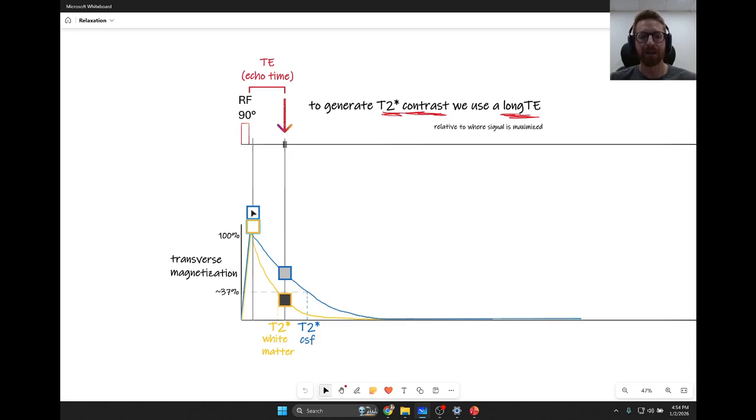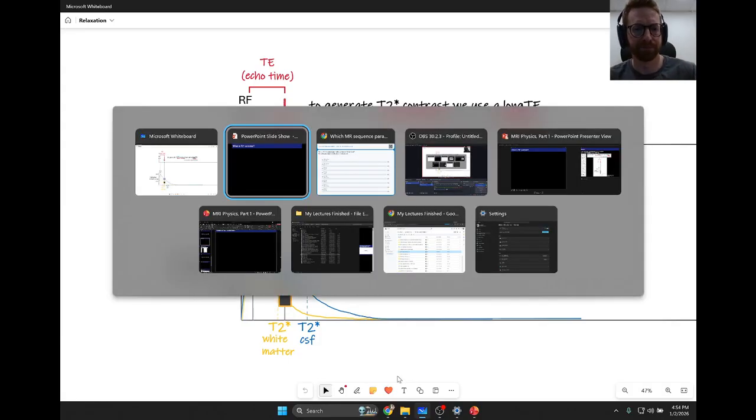But if we did that, both the white matter and the CSF would be white, and we couldn't tell them apart. So we wait a relatively long period of time where these curves are going to separate, so that now the CSF is going to be much brighter than the white matter.